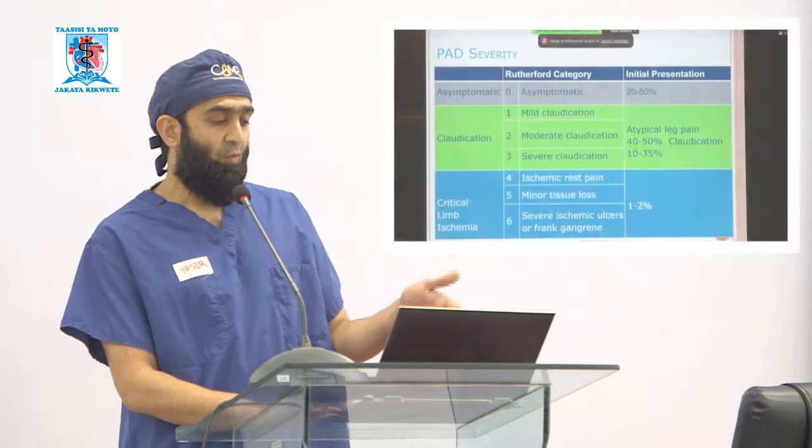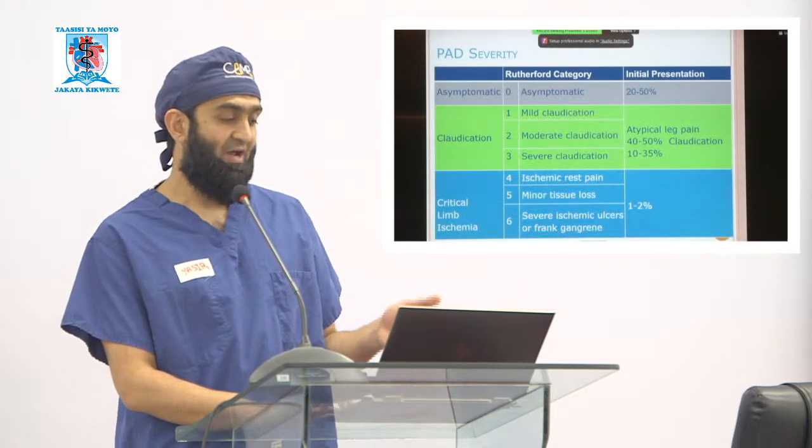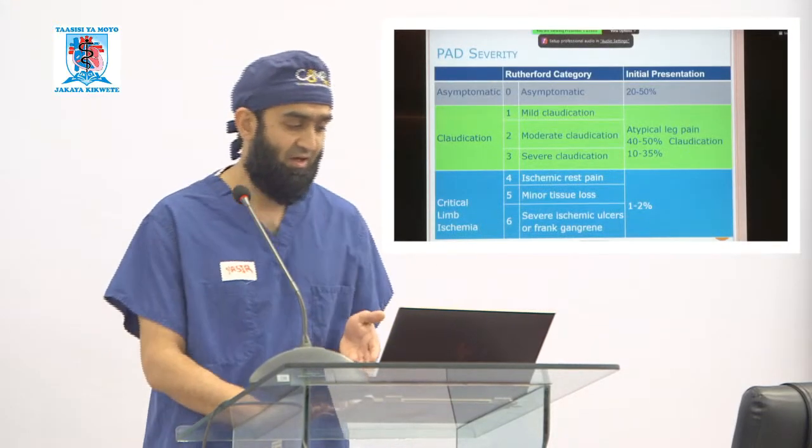So most of these resources can be found. I'll quickly go through this. One thing in the PAD world you'll hear is the Rutherford category. These are categories from 0 to 6. 0 is asymptomatic, 1 to 3 is claudication, 4, 5, 6 is essentially critical limb.